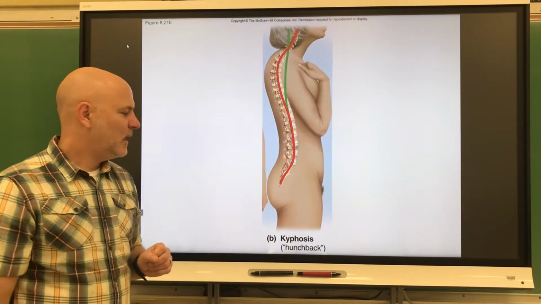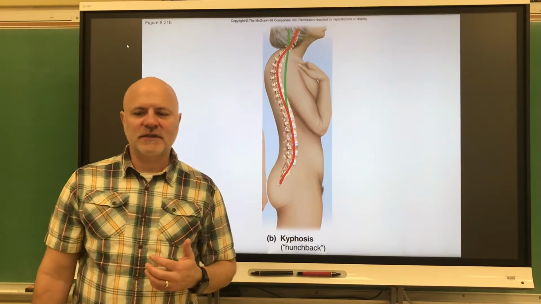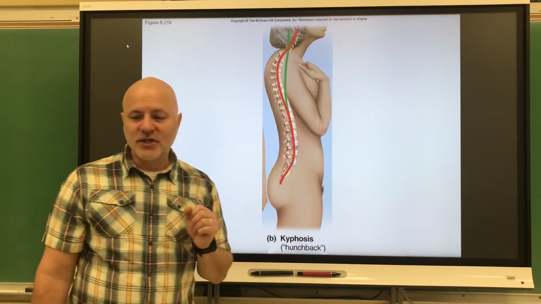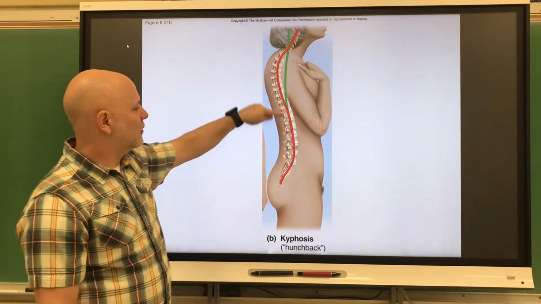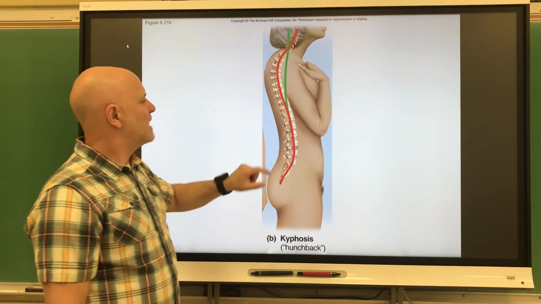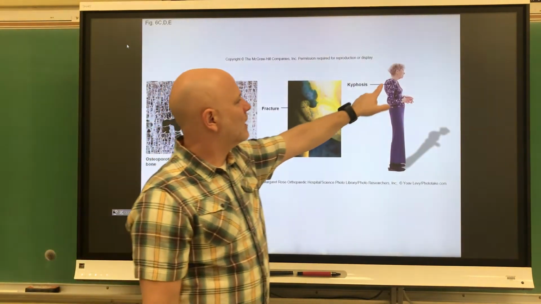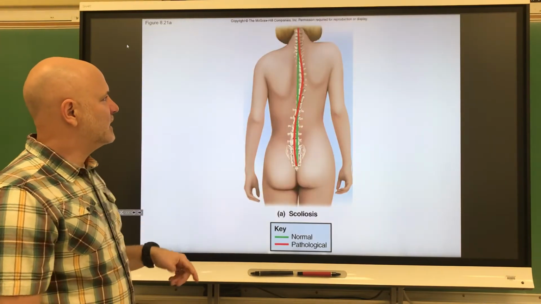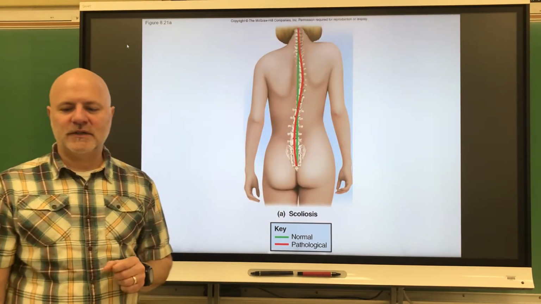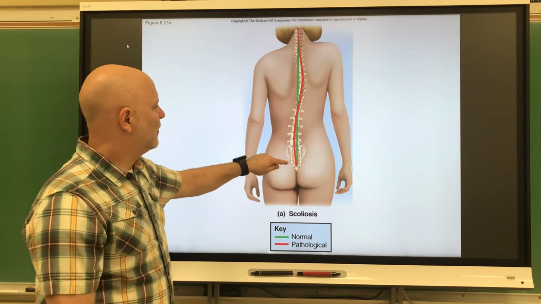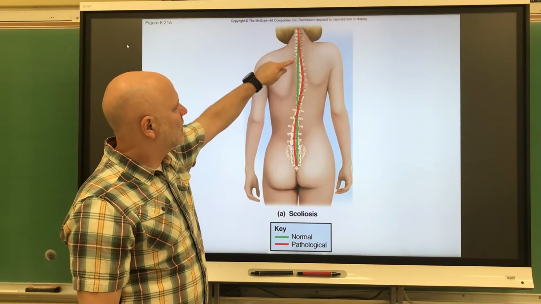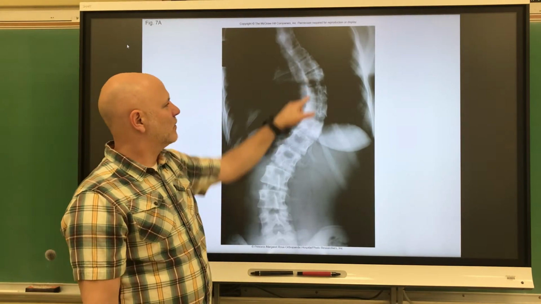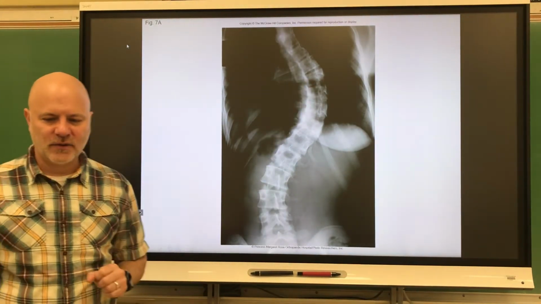Next is kyphosis. Kyphosis is an increased roundness of the thoracic curvature, also known as a hunchback. Once again, green is typical, red is abnormal, so this woman here has that kyphosis. Lastly is scoliosis. Scoliosis is an abnormal lateral curvature. Once again, green is normal, the red is the abnormal curvature, and this is showing somebody with really bad scoliosis, in an x-ray.